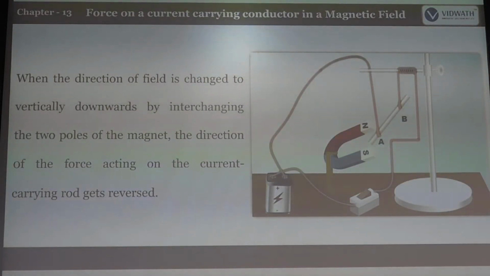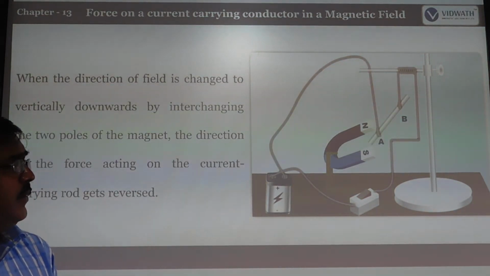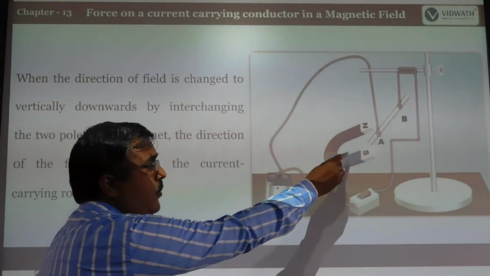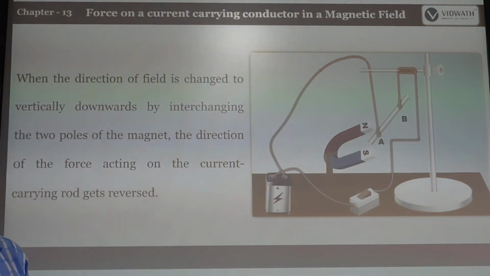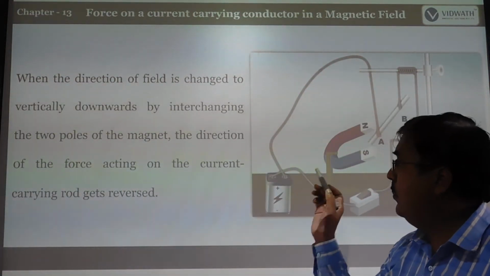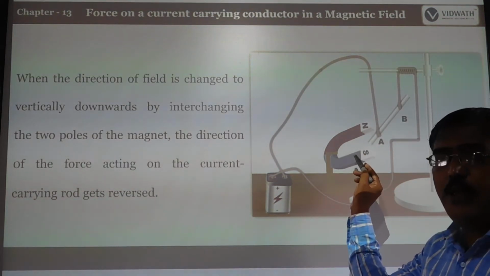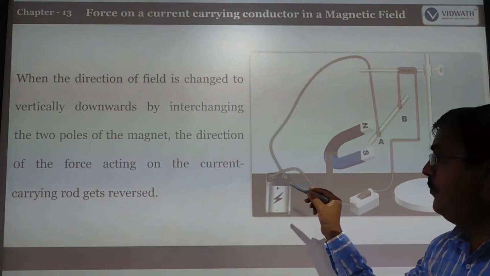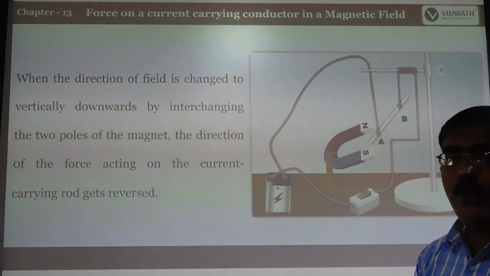When the direction of the magnetic field is changed to vertically downwards by interchanging the two poles of the magnet, the direction of the force acting on the current carrying rod will be reversed. So here, when the north pole and south pole of the magnet are interchanged, the direction of the force acting on the rod changes. So it depends not only on the current carrying conductor, but also on the direction of the magnet. Then the current carrying rod is also displaced in the reverse direction.